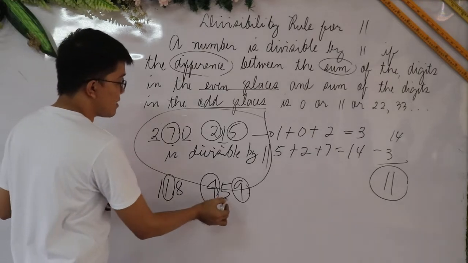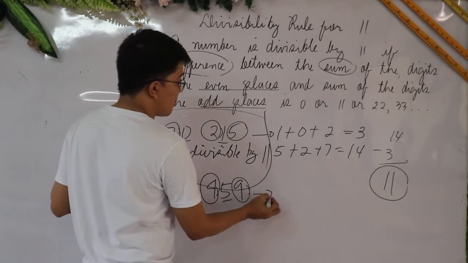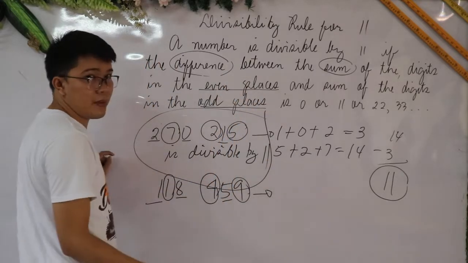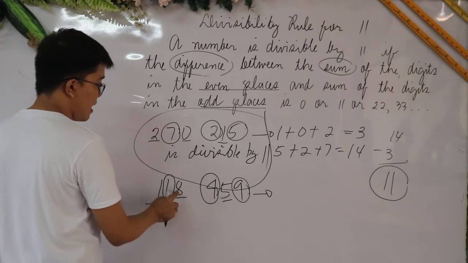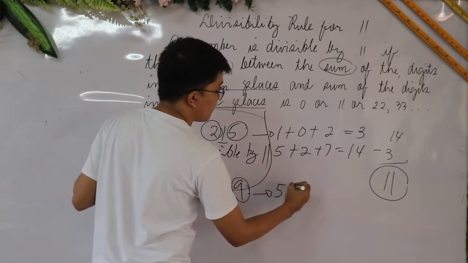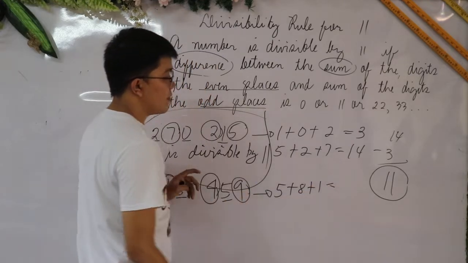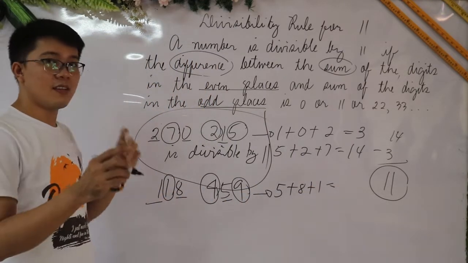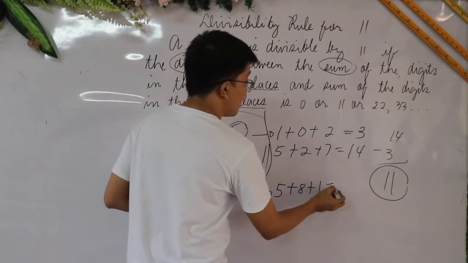How about in even places? We have 5, 8, and 1. Let's get the sum first of the digits in the even places. 5 plus 8 plus 1. What is the sum? I'll give you 5 seconds to think. Use your mental computation. If you answered 14, you are definitely correct.